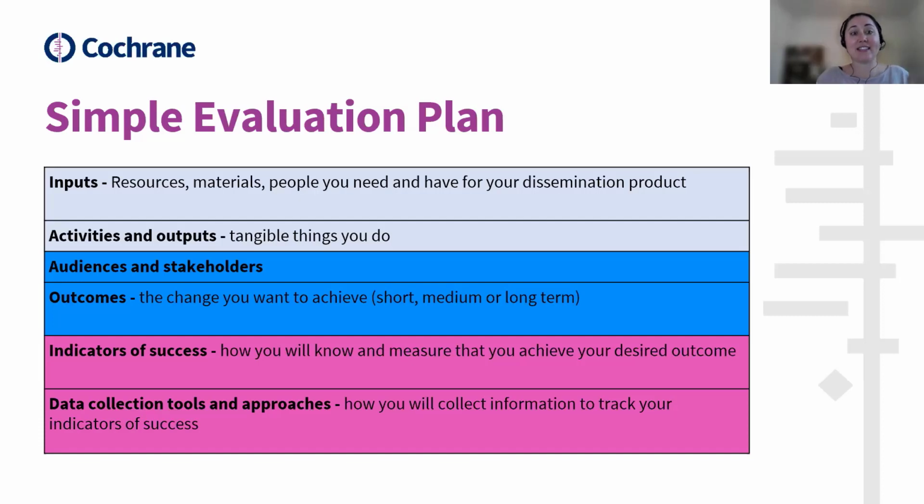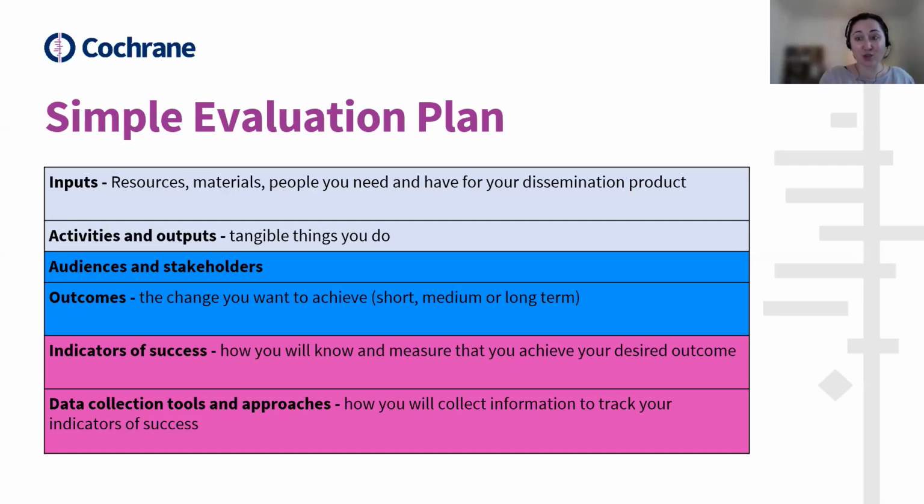Next is audiences and stakeholders. So who you're trying to reach, and trying to be as specific as possible there, so it makes defining outcomes easier. Then you move on to outcomes, and that's a pretty full area. Again, I'll wait for Elena to give you examples of what they look like. But this is actually what happens now as a result of the dissemination product or activity that you have put out there. What is changing in the audience?